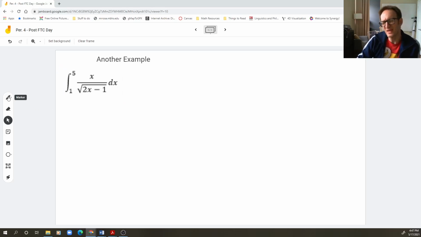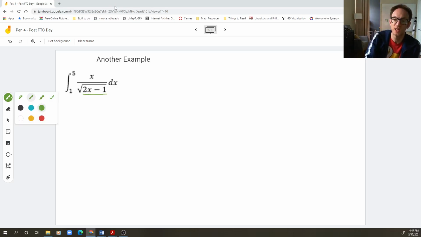Well, it seems that this is a complicated function, and what I want to do is make it simpler. In particular, this 2x minus 1 is kind of annoying. I don't want that to be there. I wish that were simpler. And so I'm going to choose to perform a substitution. I'm going to let u be 2x minus 1.